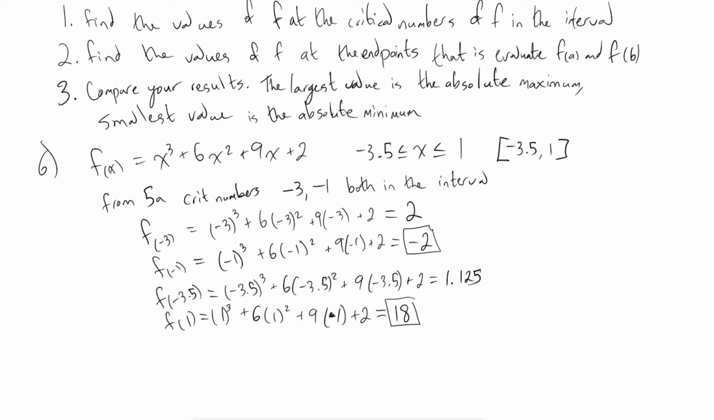So that tells me the absolute maximum is at the coordinate (1, 18), or I should just say x is equal to 1. My absolute minimum is at x equals negative 1, or (-1, -2).